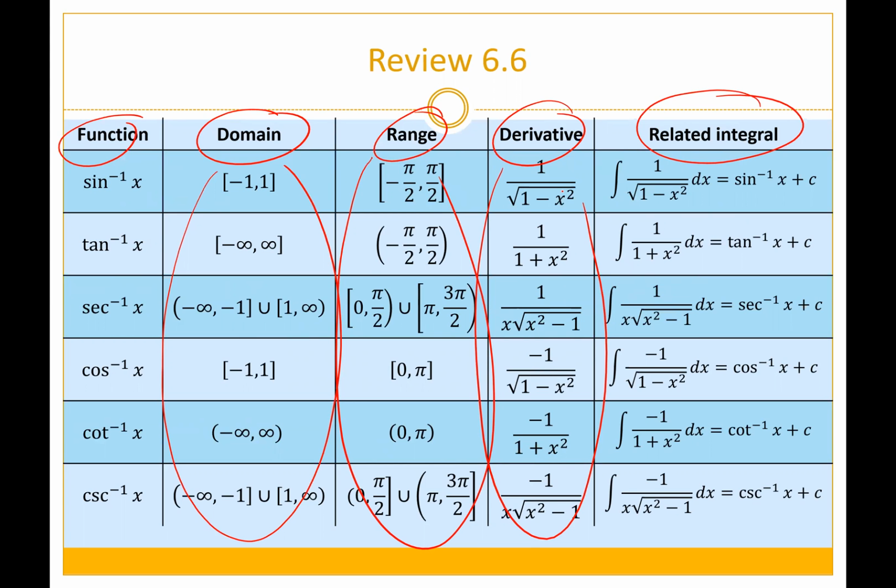inverse trig functions are not like regular trig functions. For trig functions, the domain is all real numbers, so it can be from negative infinity to infinity. But for inverse trig functions, the inverse can only exist when the function is one-to-one, and these domains and ranges are the reason that it can be a one-to-one function. So that's why I think it's really important to remember.